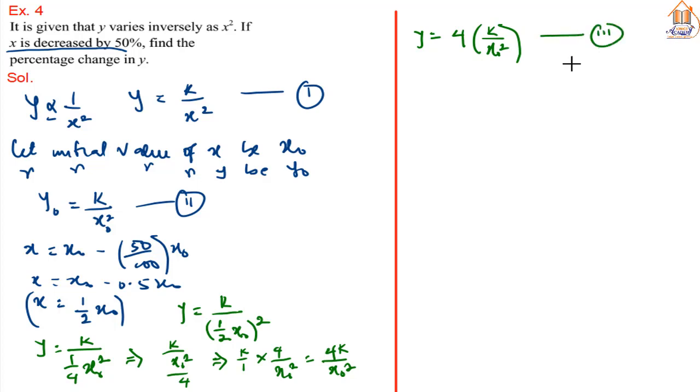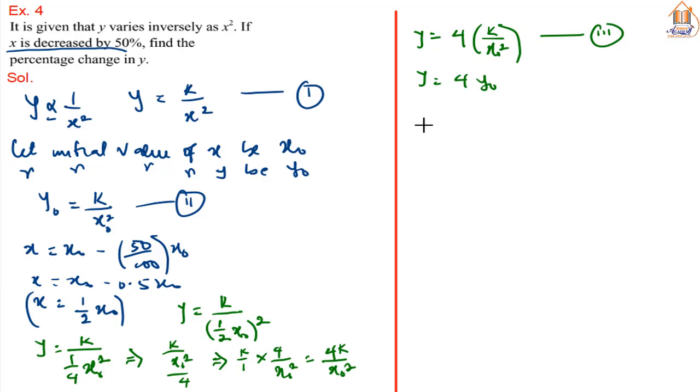Now if you check equation 3 and equation 2, they are kind of similar. Therefore, if you substitute equation 2 in equation 3, equation 3 will therefore become y is equal to 4 y naught. Now this is the new value of what? Of our y. Therefore, they ask us to find the percentage change in y.